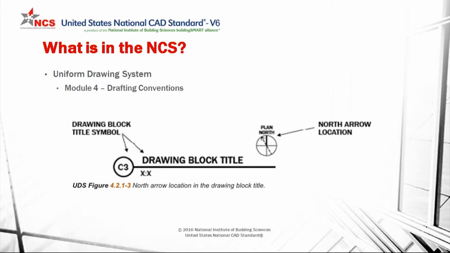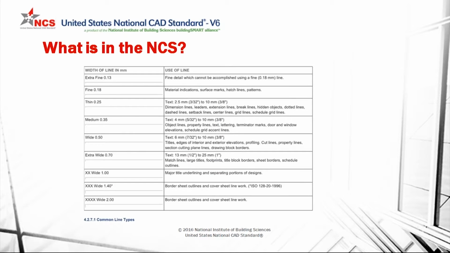Module 4, Drafting Conventions. This is the catch-all for all those things you learned in drafting school: drawing orientation, north arrow location, grid system, drawing layout, drafting precision, scale of drawings. How about line width and line types? The differences between match lines, hidden lines. When should a line be bold? When should it be hidden?